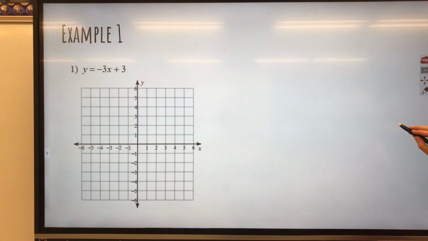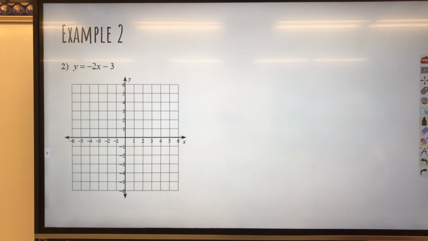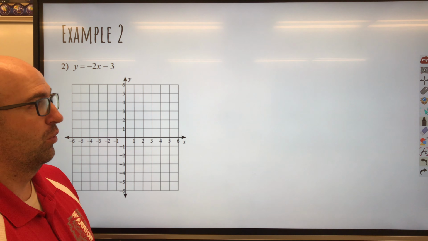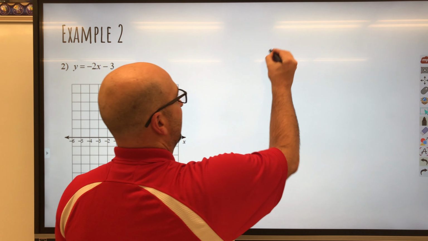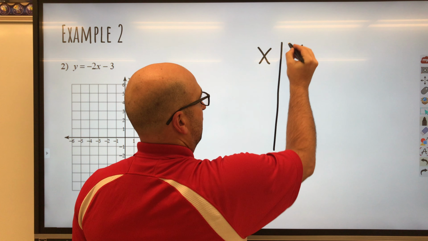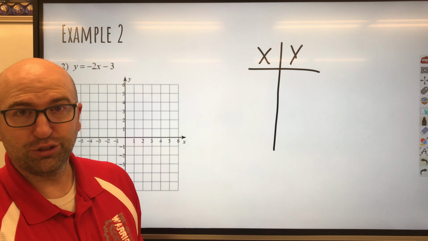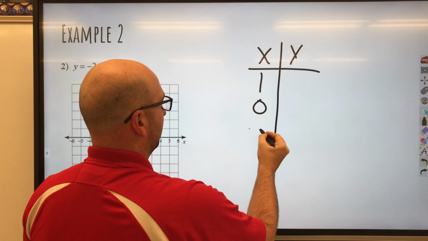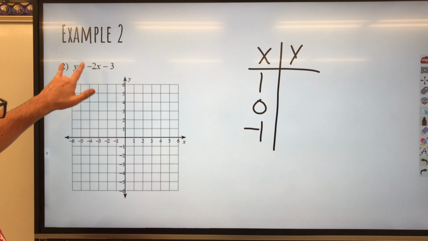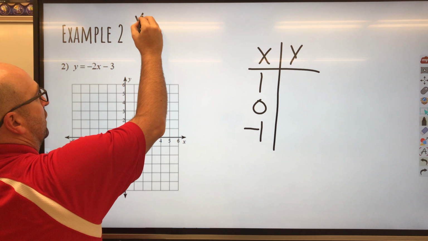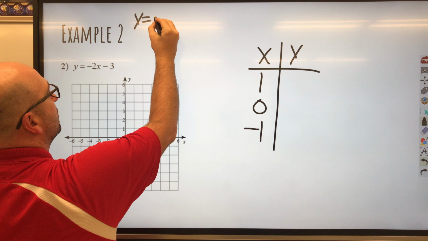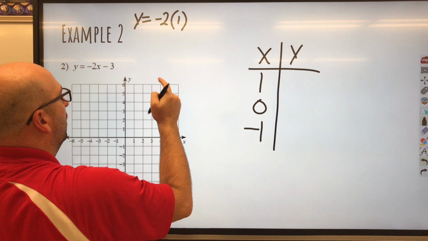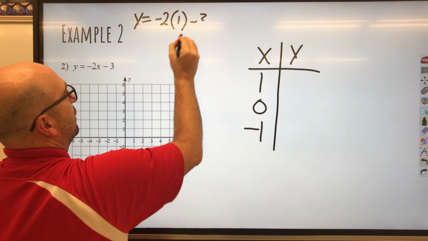So let's do one more example. Y equals -2x minus 3. What's our first thing to do? Create our table. X, Y. Pick 3 values. I'm going to go ahead and pick those same 3 values. I'll see if they work well. And now we're ready to plug them in. Start with the first one, 1. So -2, instead of x, I put 1 for my x value, minus 3.